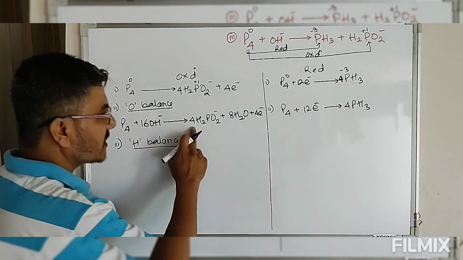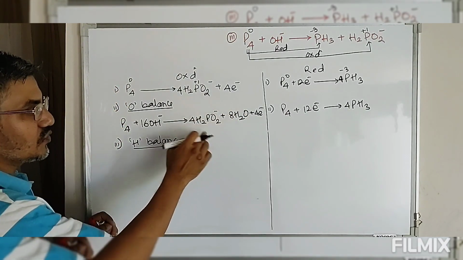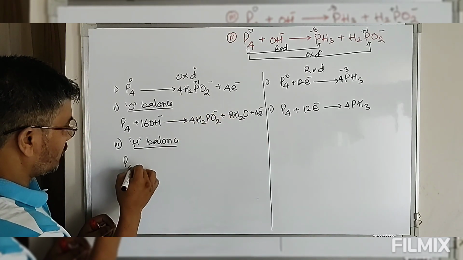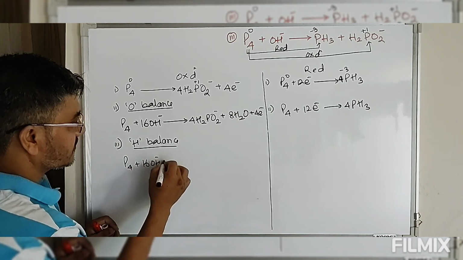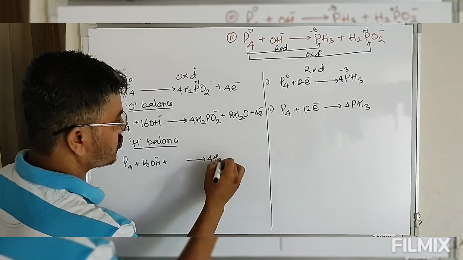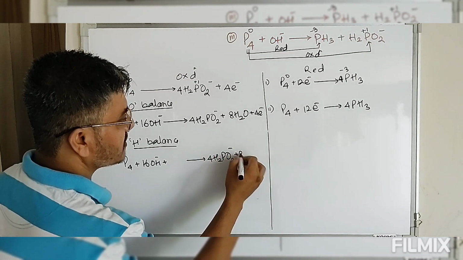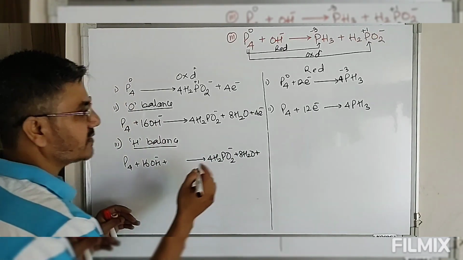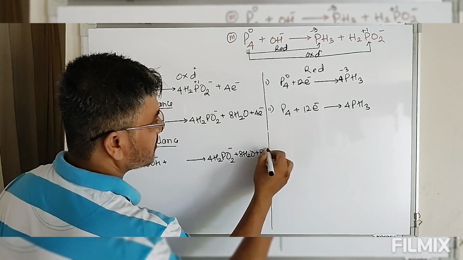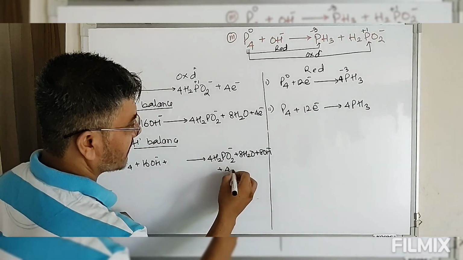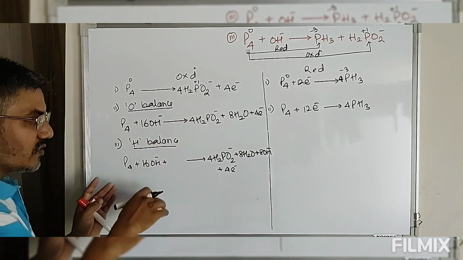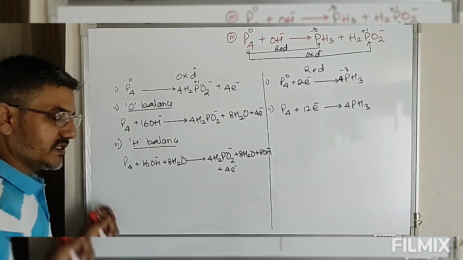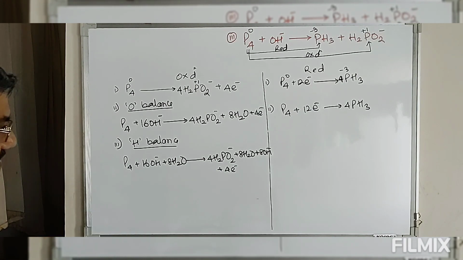So on this side you have 8 hydrogen excess, so now we will add the same number of OH⁻. So P4 plus 16 OH⁻ gives 4H2PO2⁻ plus 8H2O. So there is excess of 8 hydrogen, which means we have to add 8 OH⁻ again, and on the opposite side the same number of water. So 8 OH⁻ added here and 8H2O added here. Now we cross check whether this is balanced or not.